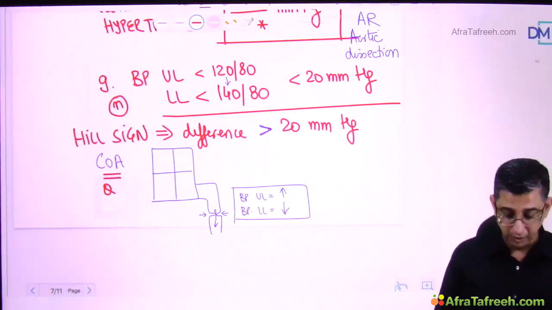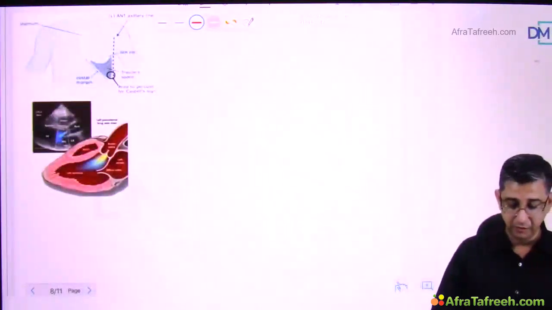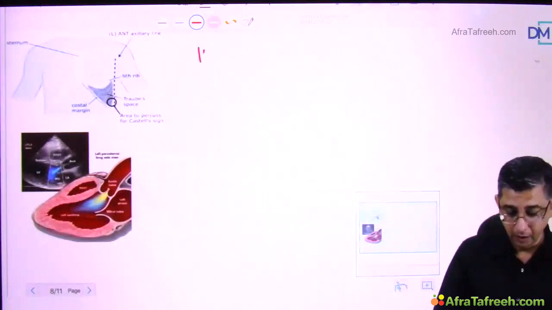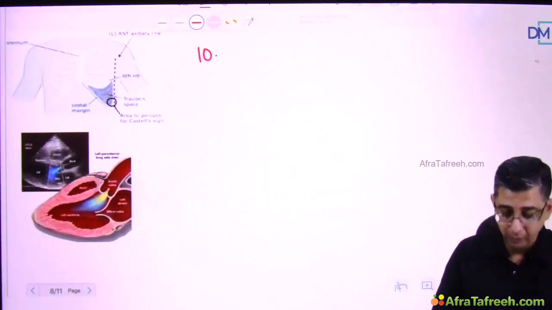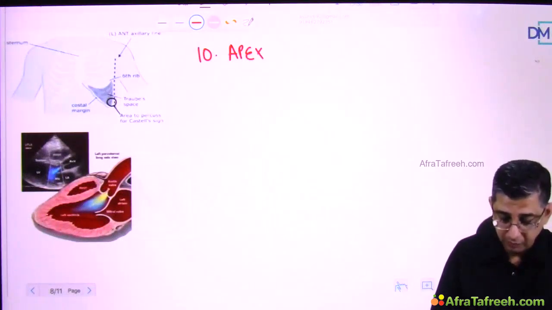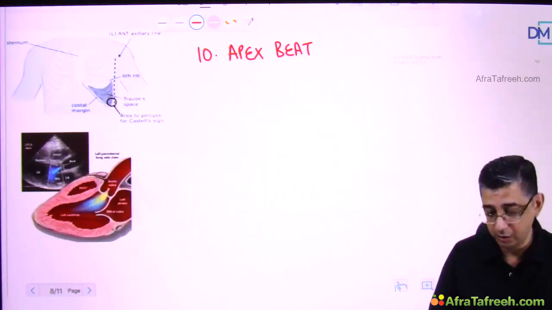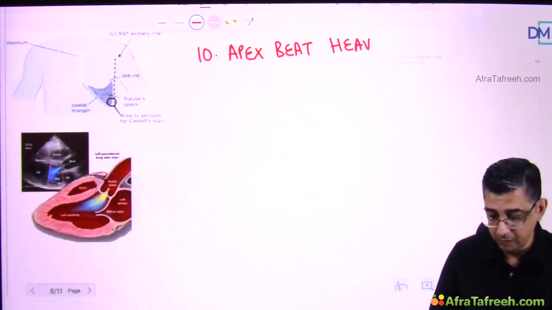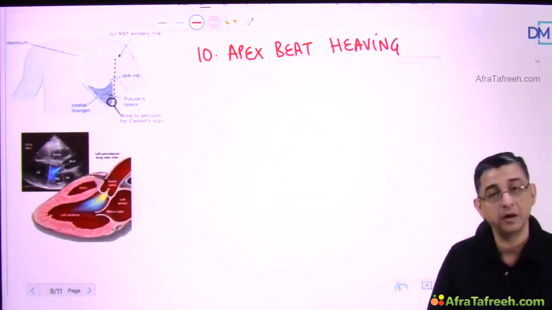So we will now look at the palpation findings that you will notice. The palpation finding of this patient would be that the apex beat will be heaving. That's because of the eccentric hypertrophy of the heart that would be developing. What I mean by heaving is the impulse is forceful, it will lift up your finger.